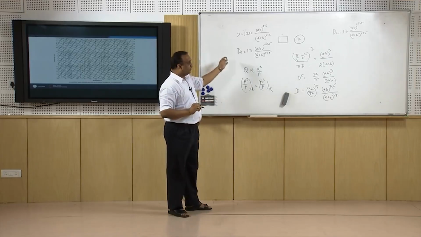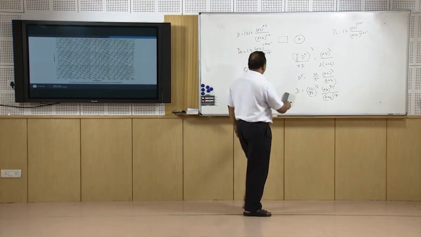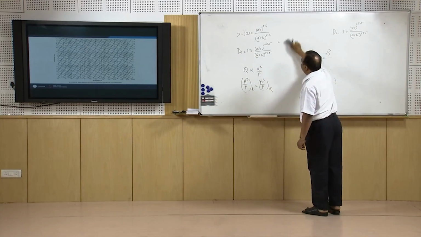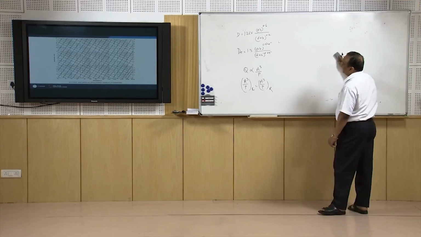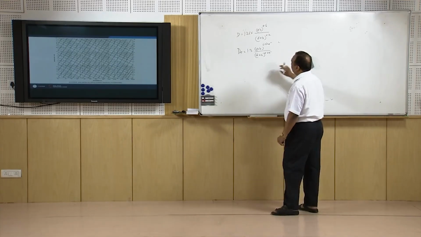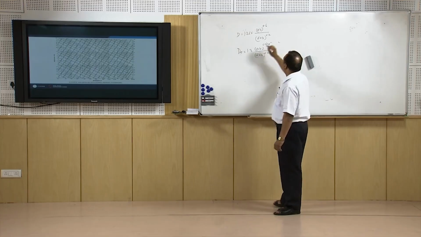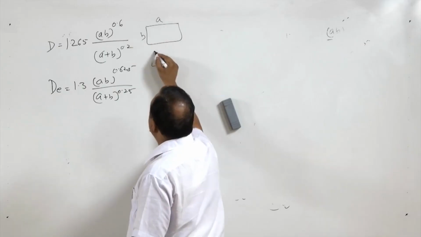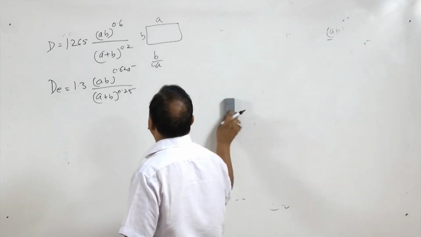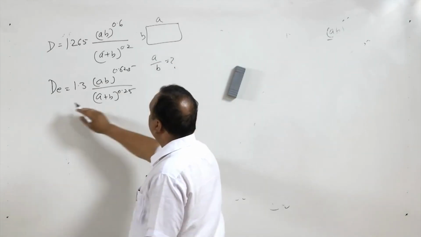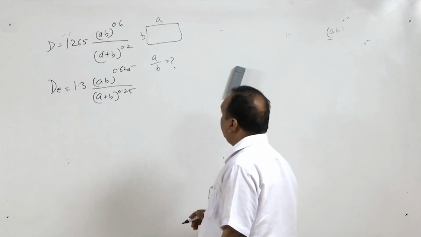This is how we get this formula, and this formula is very useful if we know the value of A and B. If it is a square duct, then definitely A is equal to B. So if equivalent diameter is known to us, A is equal to B, we can find the value of A and B. If there is a rectangular duct, then we must have the aspect ratio, sorry, A by B, and then we can find the value of A and B.